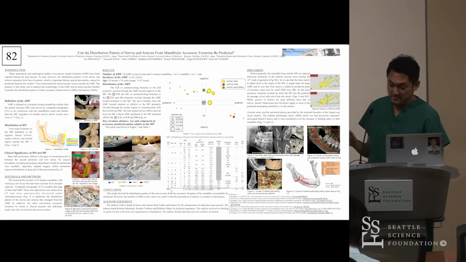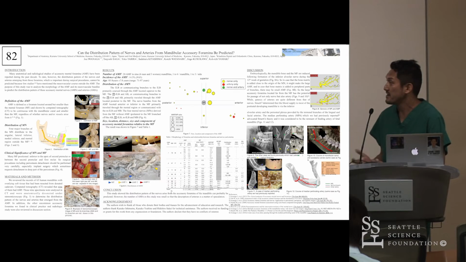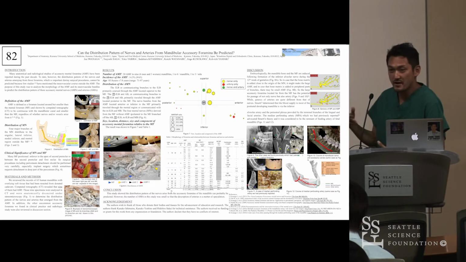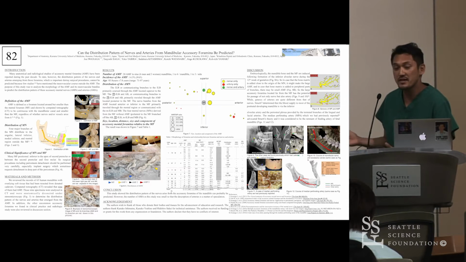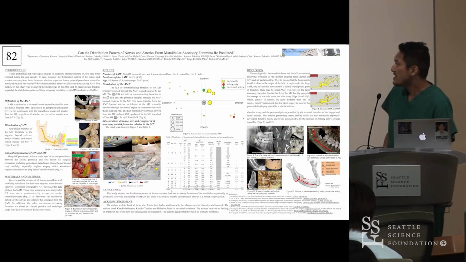And recently, a lot of research about the accessory mental foramen was shown by using cone beam CT. It is called CBCT. It is very high resolution, but we cannot see the nerves and arteries in the CBCT. So I researched the distribution pattern of the artery and nerves by dissection of cadavers. And we reviewed 63 human mandibles with overlying soft tissue that had been resected from donated cadavers in the Korea University School of Medicine.